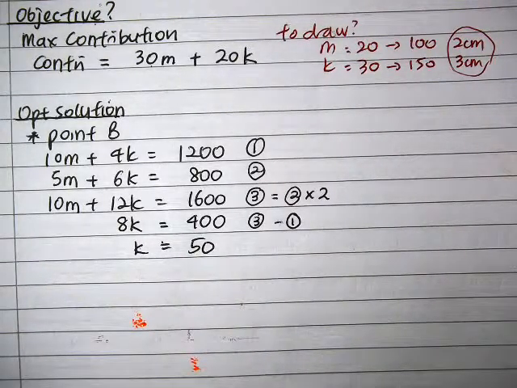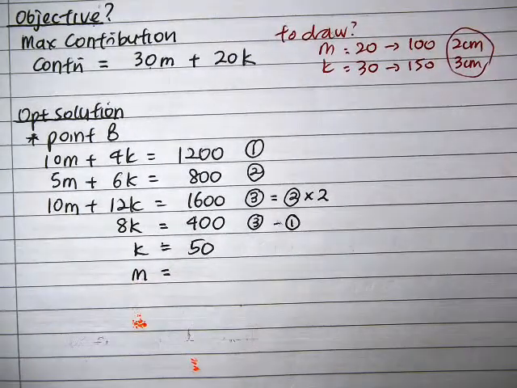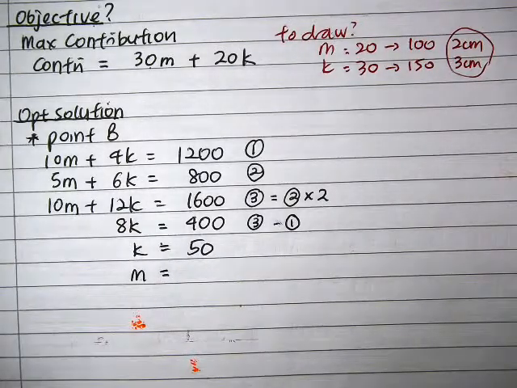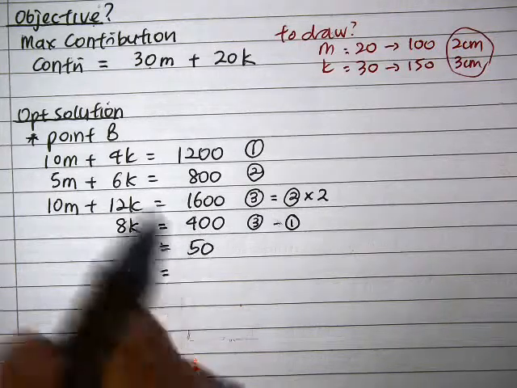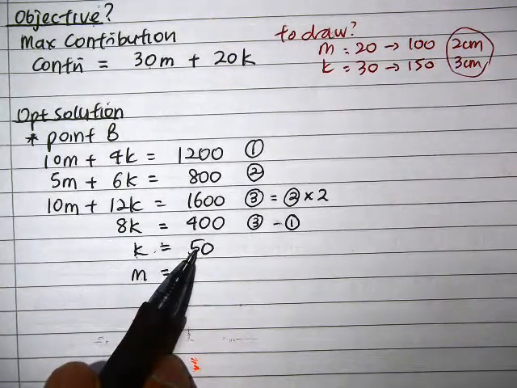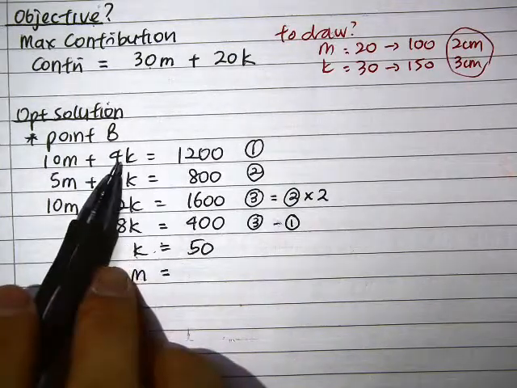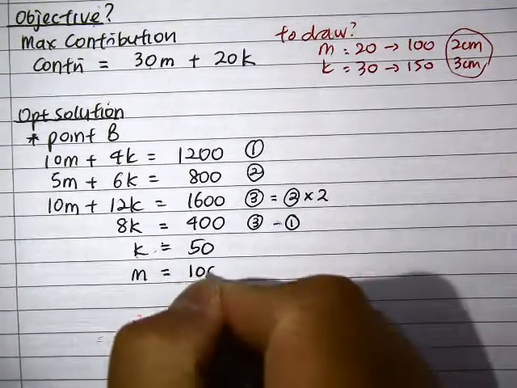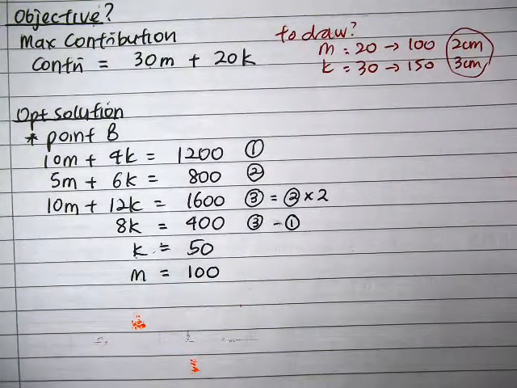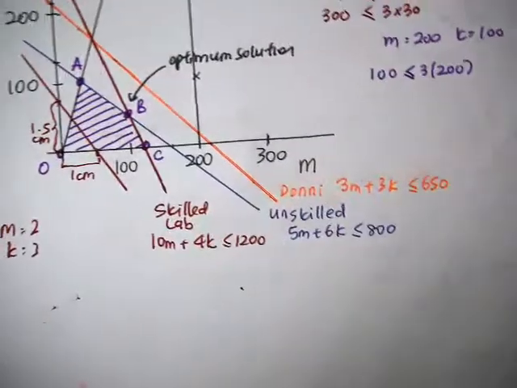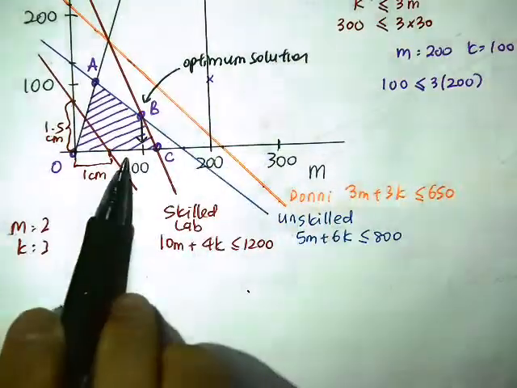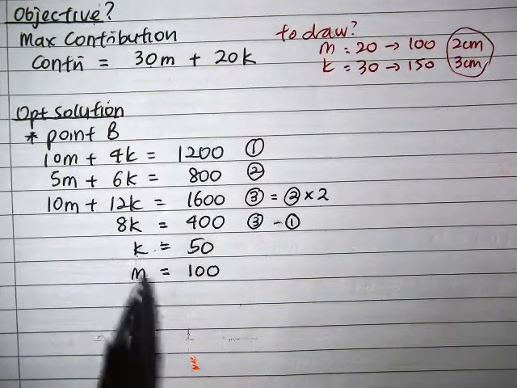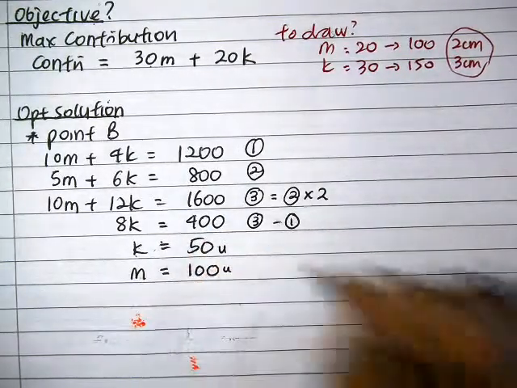Now if k equals 50, then what is m? Just replace any value that you like. So if k is 50, 4 times 50 is 200. 1002 minus 200 is 1000. 1000 divided by 10 is 100. So the graph is quite obvious, that this point coming down is 100m and this point going here is 50k. So it's 50k and 100m. That's the units that you have to make.